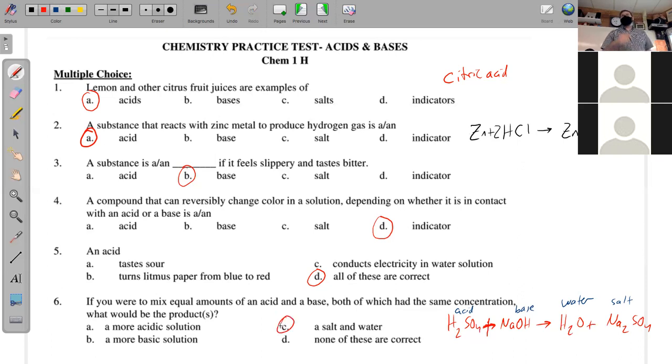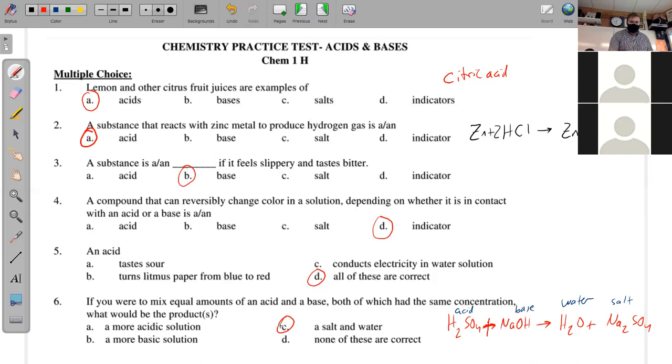So usually when you say salt, people talk about table salt, and that's sodium chloride. But to chemists, salt isn't just limited to sodium chloride. It's any ionic compound that is made of an anion and a cation, and balance the charges and go from there.